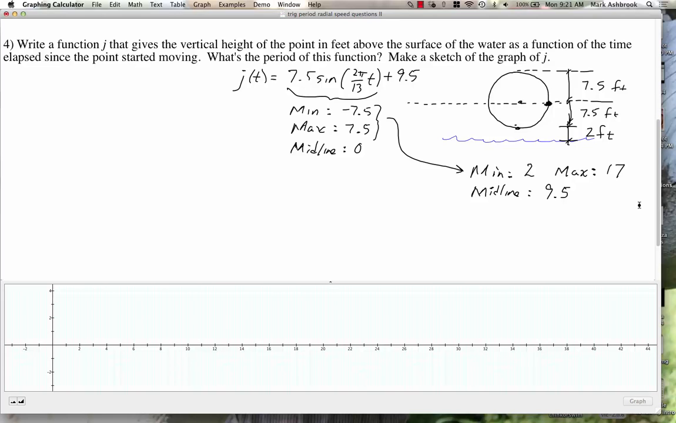Don't blow it on the test. But many of you will blow it. I'm telling you right now. Many of you, here's your warning. It says 2 feet above the water. Don't just add 2. You got to think about it. It doesn't make sense to add 2, then the wheel is partially underwater. Okay, so that's the min, the max, the midline.